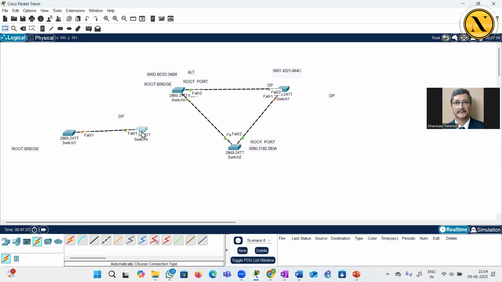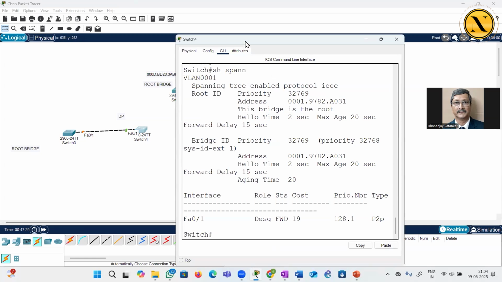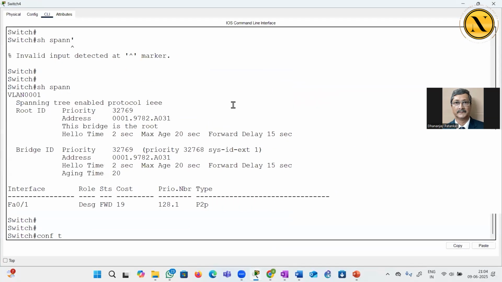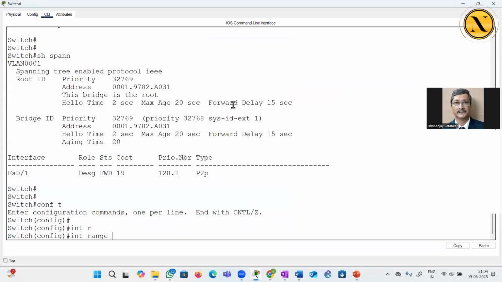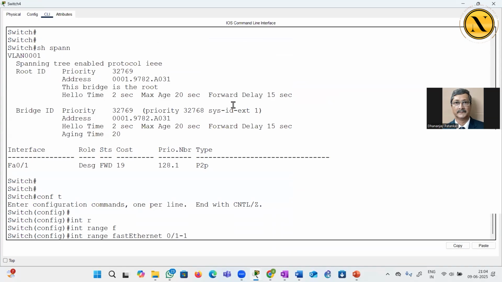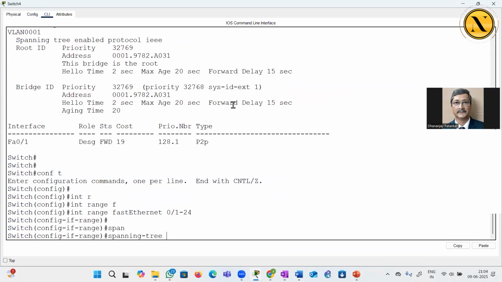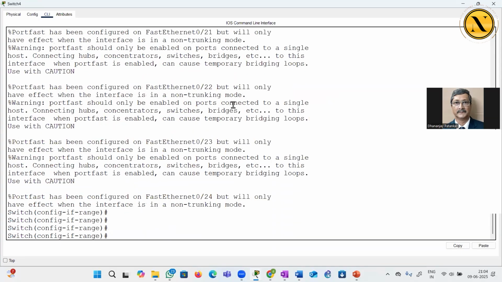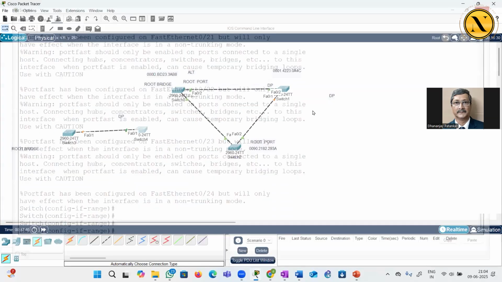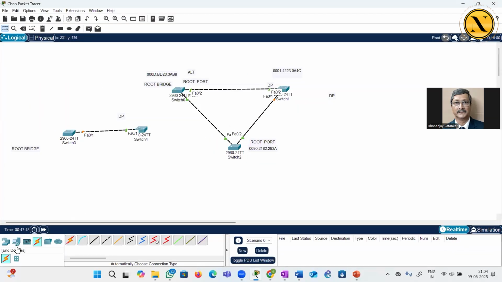Okay, I will go on this switch. To save time, I will say config t, interface range fa 0/1-24, and spanning-tree portfast, right? So now every port will not take 30 seconds, that is 15 and 15. If I connect a PC here, it will immediately be green. Very good. All fine, green.